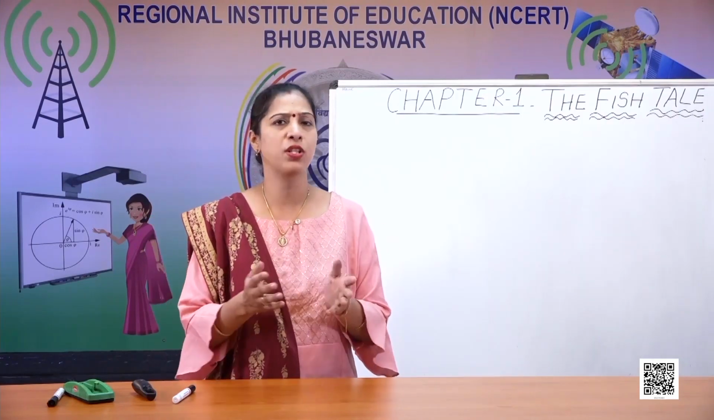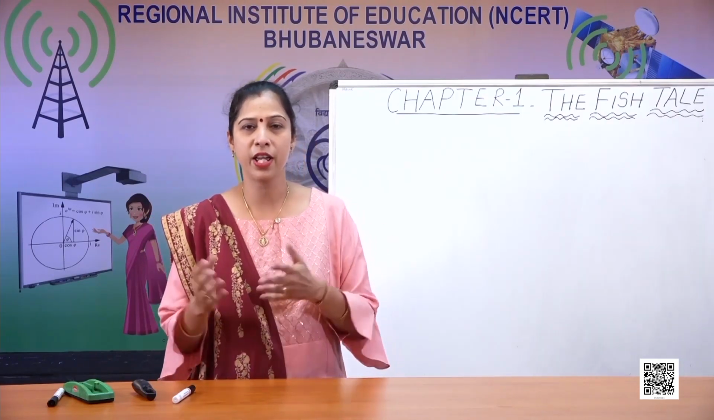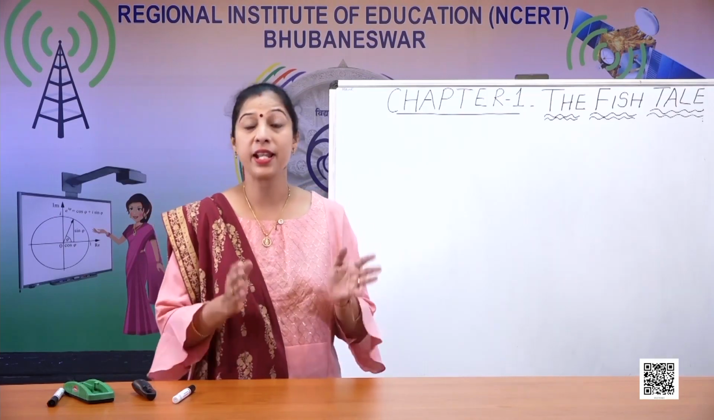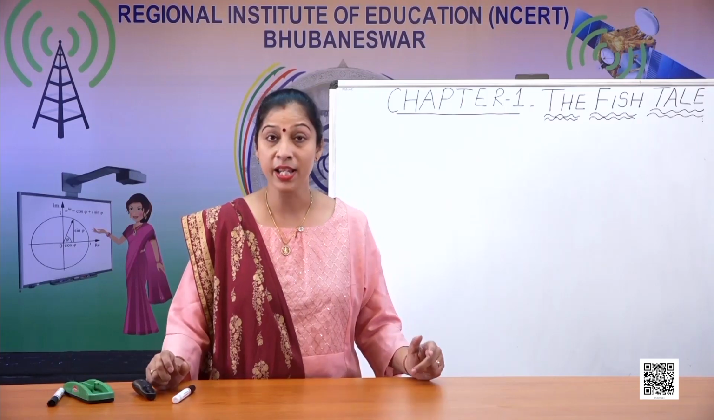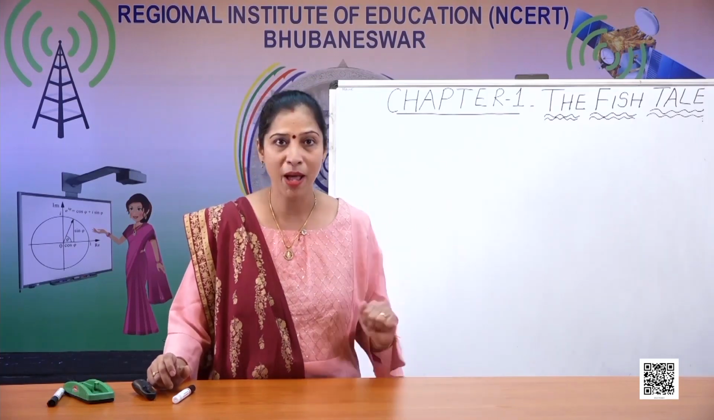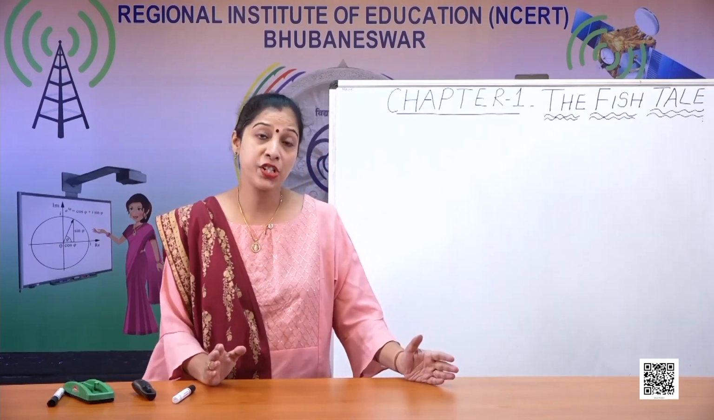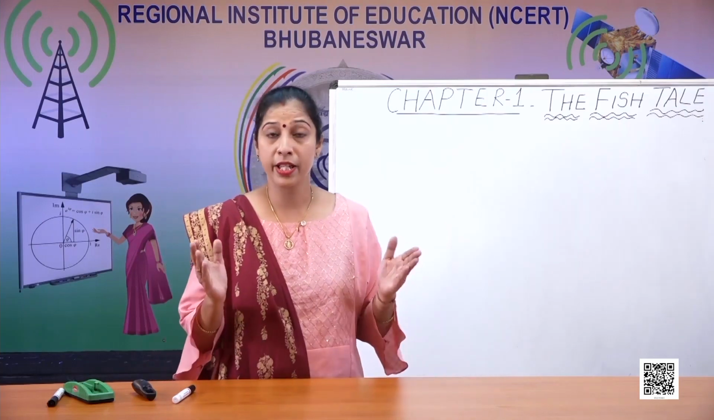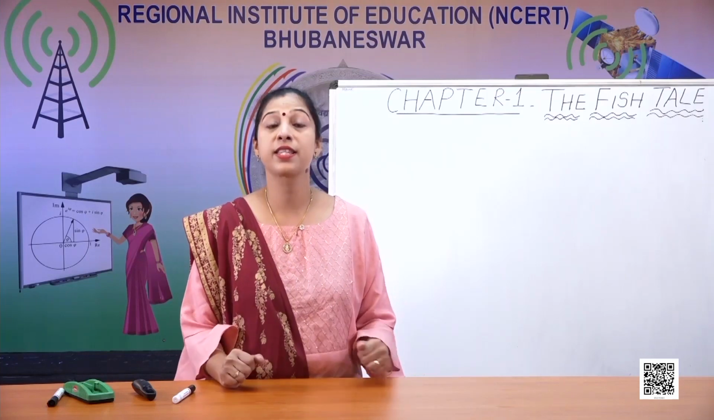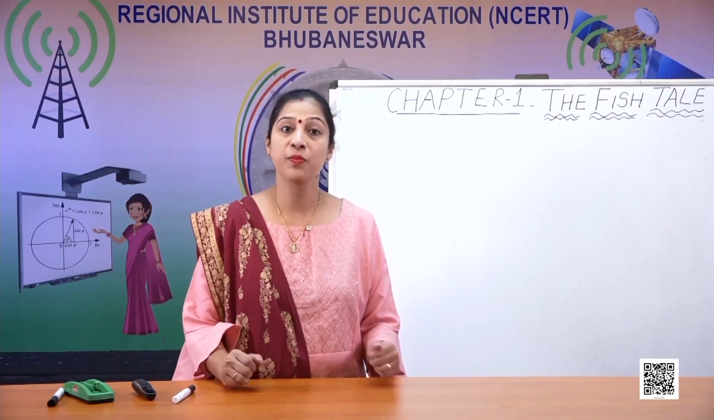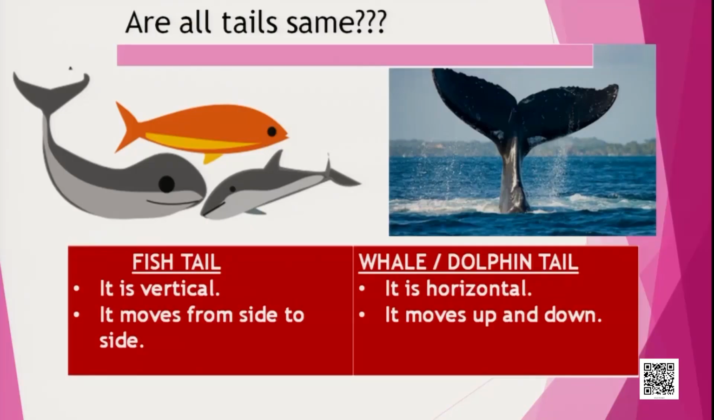The ones, maybe the rohu fish or maybe the kingfish, their tail is different from the whale shark or the dolphin. Why? Dolphin is also a mammal. Now the fish tail which the kingfish or the shark or the rohu fish has is vertical, and it moves from side to side.